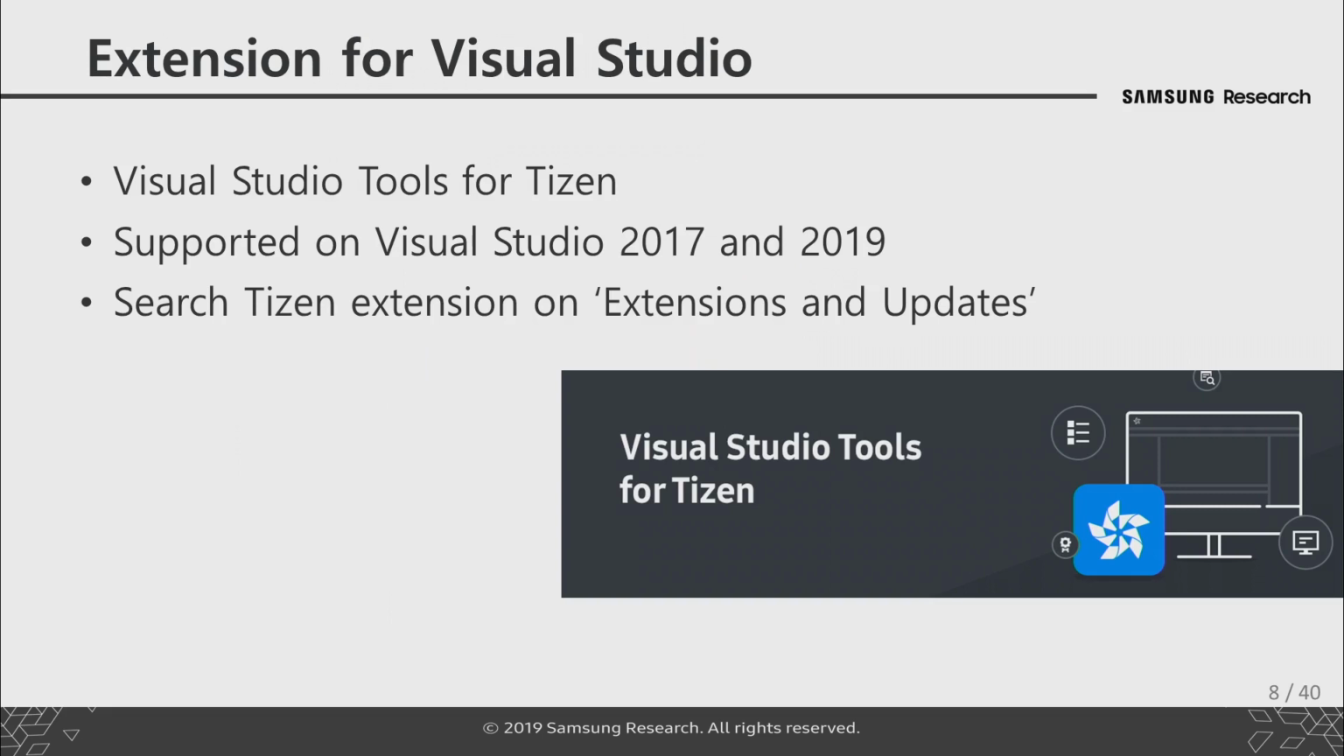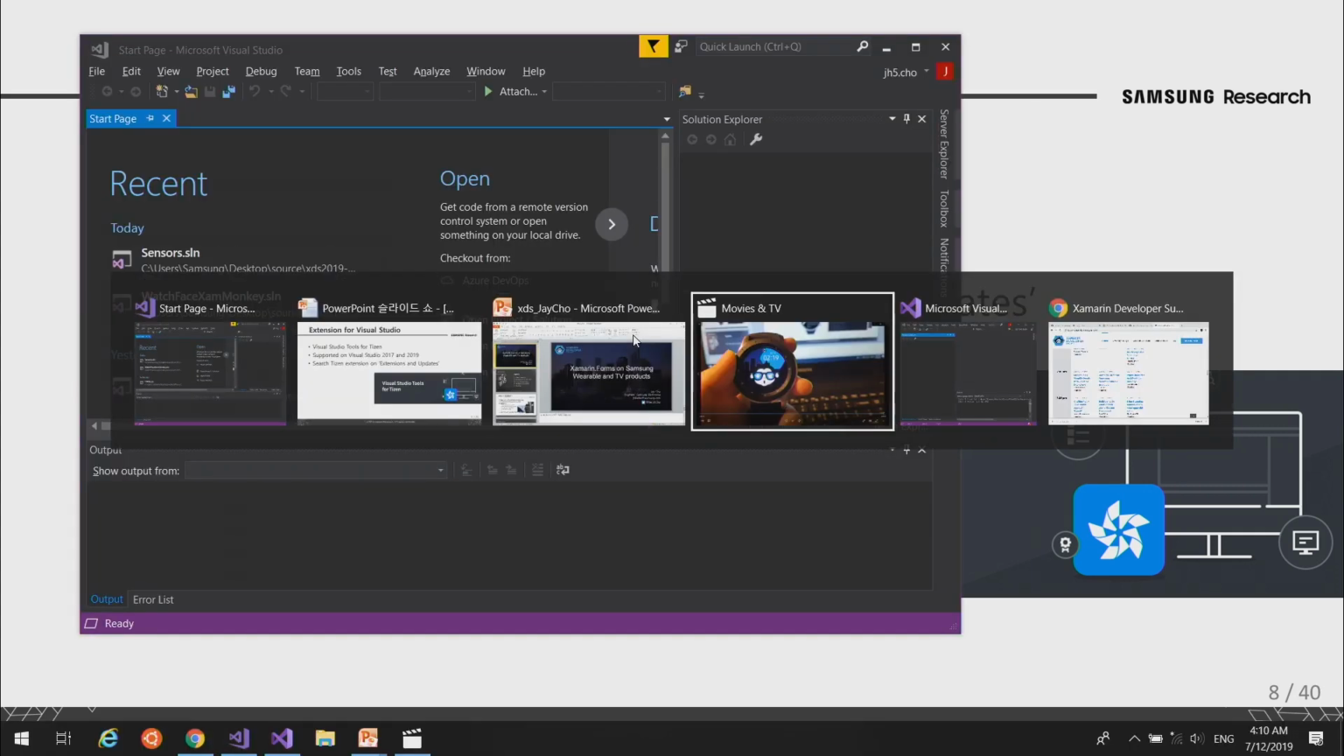And about the IDE, we use Visual Studio for developing. That's pretty awesome. We just need an extension called Visual Studio Tools for Tizen, and that is supported on both Visual Studio 2017 and 2019. You can simply search and install the extension in Extensions and Updates. Let me quickly show you on my real Visual Studio here.